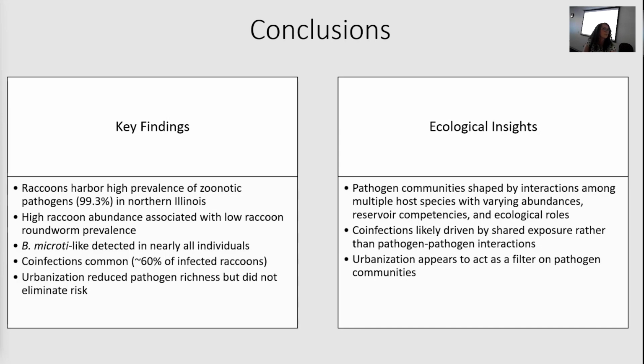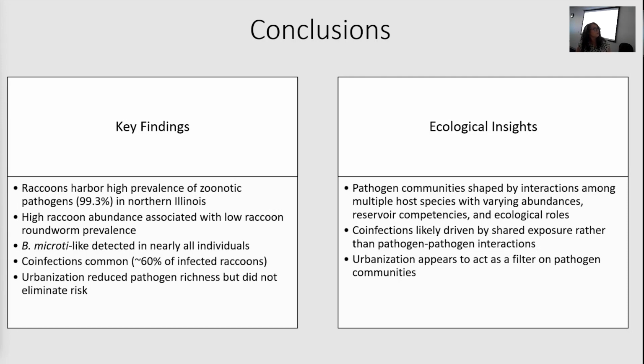So overall, raccoons across northern Illinois harbored a very high prevalence of zoonotic pathogens, with nearly every raccoon infected with at least one pathogen. I actually only had one raccoon in my study that didn't test positive for anything. The rest of them were infected with these pathogens. High raccoon abundance was also associated with low raccoon roundworm prevalence, and as I mentioned, with the high prevalence of Babesia microti-like, it was detected in nearly all individuals. Co-infections were also common, and this happened in about 60% of infected raccoons. And then I found that urbanization reduced pathogen richness but didn't eliminate risk.